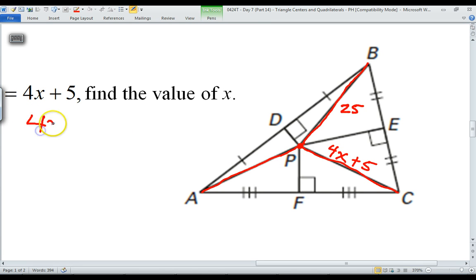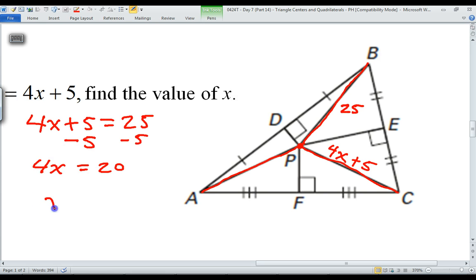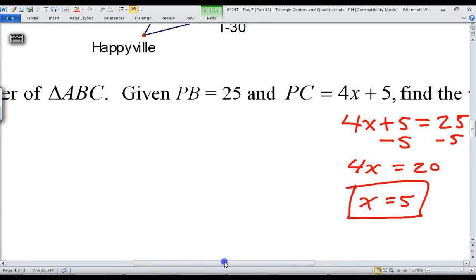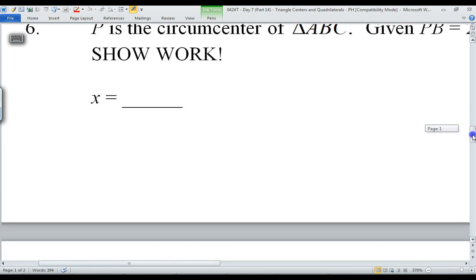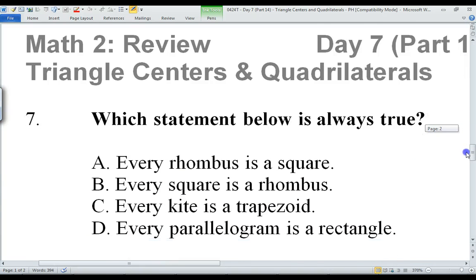So 4x plus 5 equals 25. Minus 5 minus 5, that gives me 4x equals 20. Dividing by 4, x equals 5. Okay? So that was problem number 6. We just did problem number 6. Okay, let's take a look at number 7.